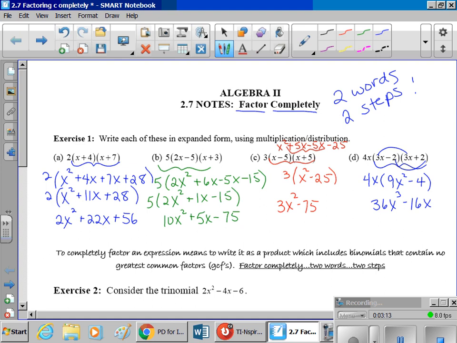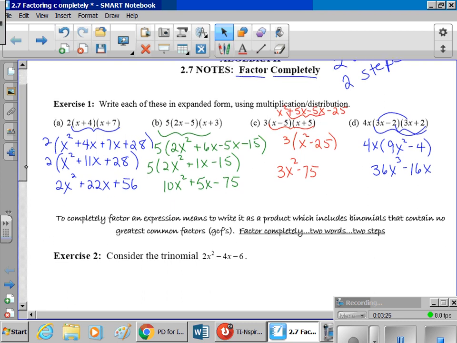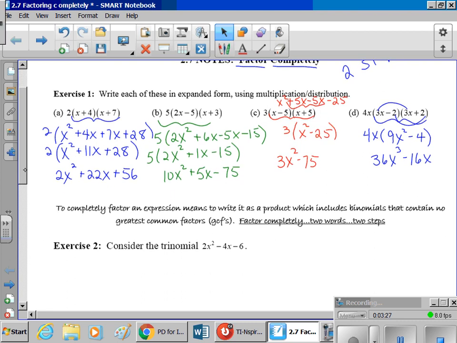So hopefully you're realizing where I'm going with this is that now we're going to work this backwards. We're going to start with our answers and work up to what we started with in A, B, C, and D. Again, if you need to, stop, pause, write things down. It's always good to watch first and then pause it and write everything down.